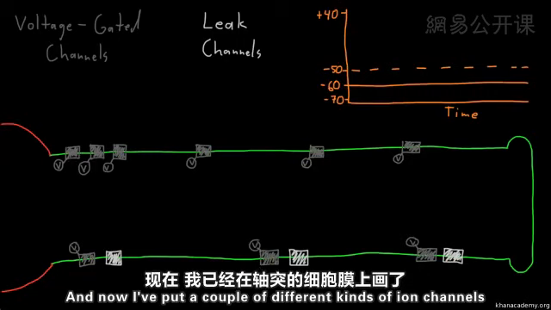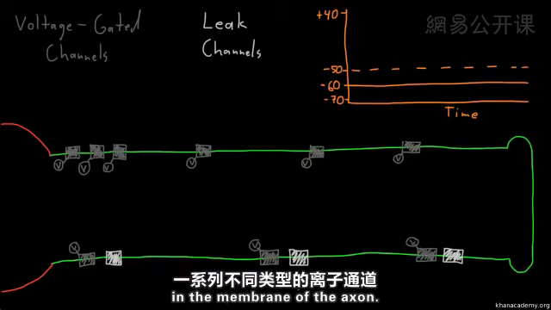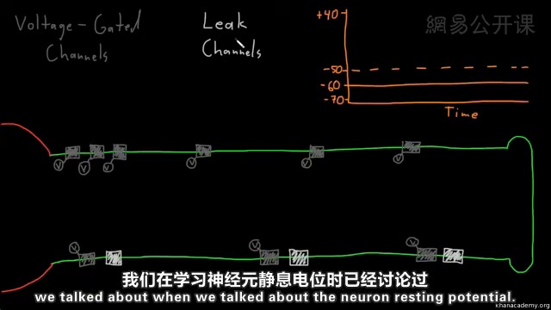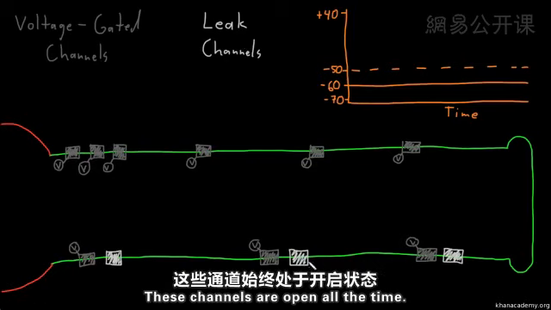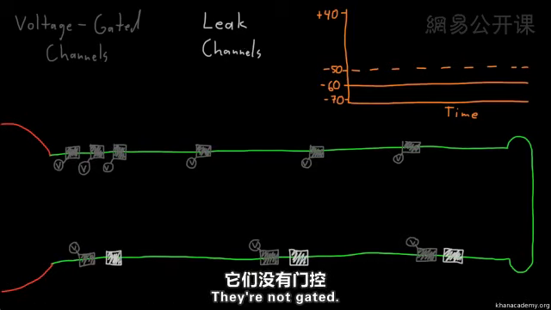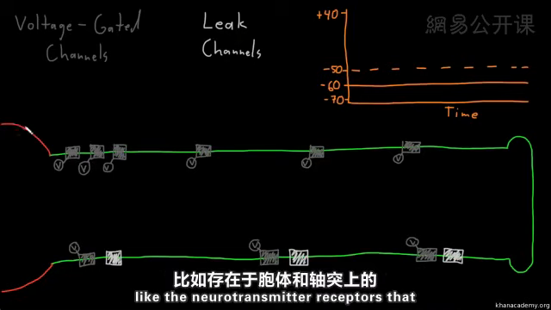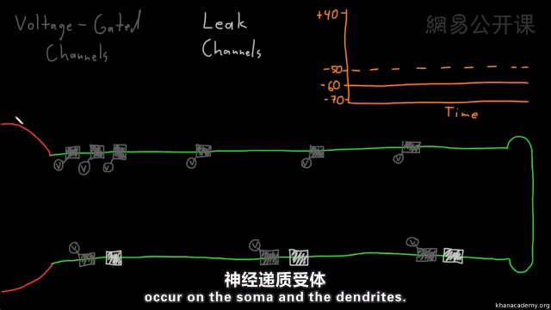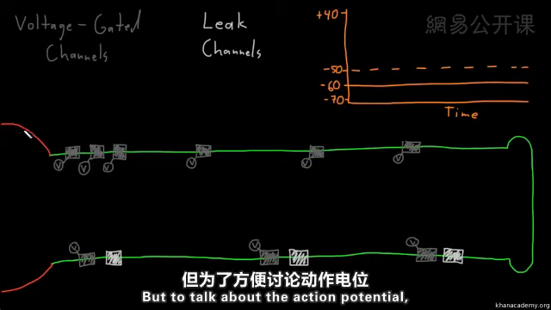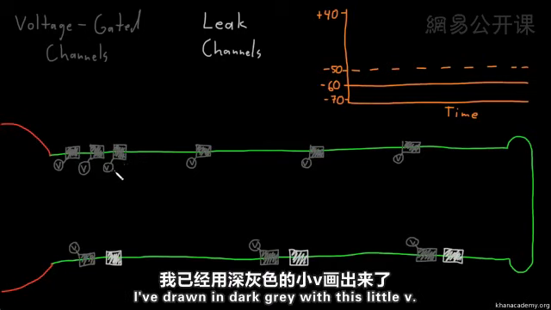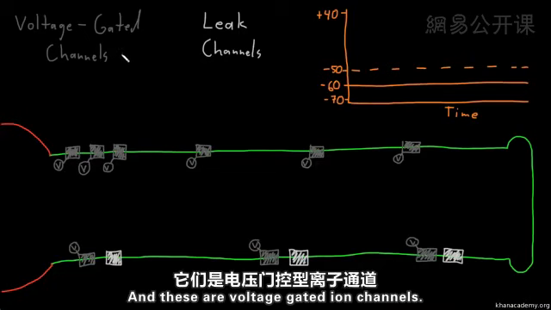And now I've put a couple of different kinds of ion channels in the membrane of the axon. The first, in this lighter gray, are the leak channels that we talked about when we talked about the neuron resting potential. These channels are open all the time. They're not gated. And I have not drawn any ligand-gated ion channels like the neurotransmitter receptors that occur on the soma and the dendrites. But to talk about the action potential, I need to introduce an entirely new type of channel that I've drawn in dark gray with this little V.